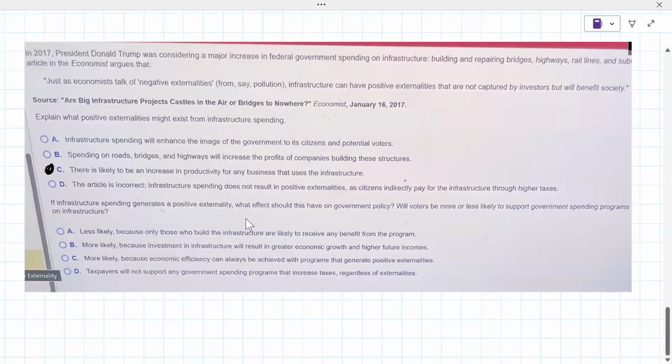And then, what effect should this have on government policy? Would it be more likely or less likely to support spending programs? I guess they'd be more likely because it's good for the businesses, because of economic efficiency. All right, so is it B or C here? More for certain, greater economic growth and future higher incomes. So the idea, I guess, is if the business is better, that means you get a higher income. Sounds reasonable. Whether it actually happens or not, I don't know. C and B. All right, so you sent over another one here.